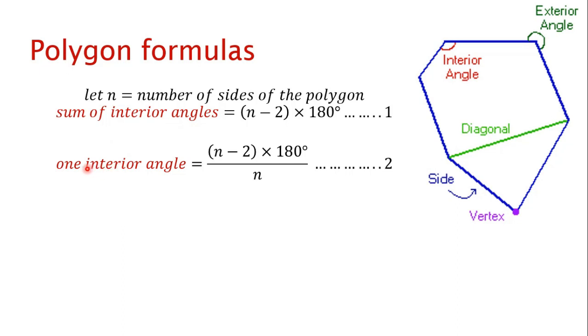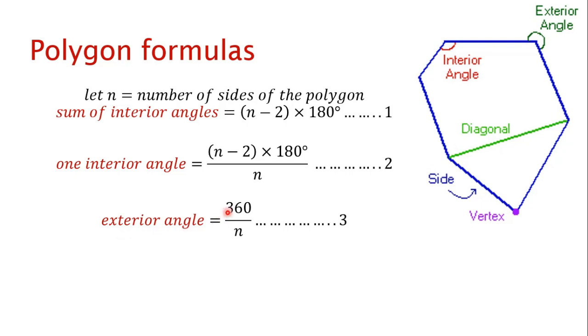Now we know the sum of interior angles. What if we want one angle, or just one interior angle of the polygon? Then we divide the sum of the interior angles by the number of sides. That is only if the polygon is a regular polygon, meaning all of the angles are equal, equiangular. So this formula applies to regular polygons only.